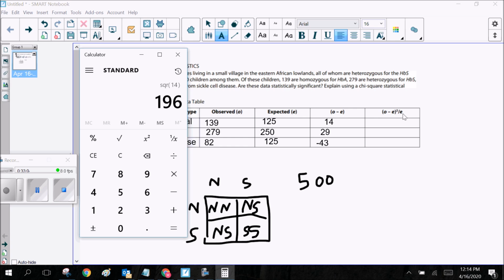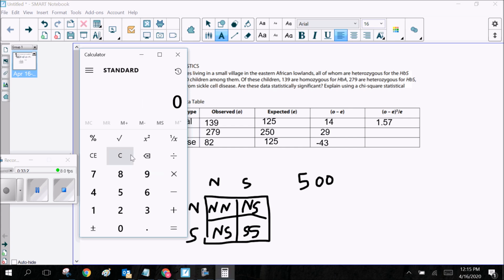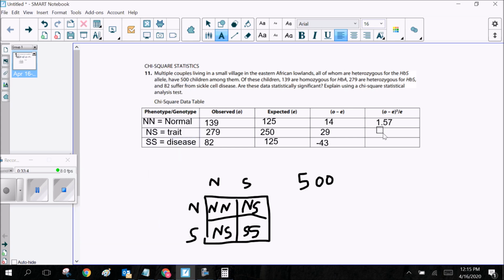And then I just have to divide it by E, which was 125. And I get 1.57, to 2 decimal places. I then come down here and say, okay, this O minus E is 29, so I'm going to do 29 squared, and then divide that by my E, which is 250. And that's going to give me 3.36.